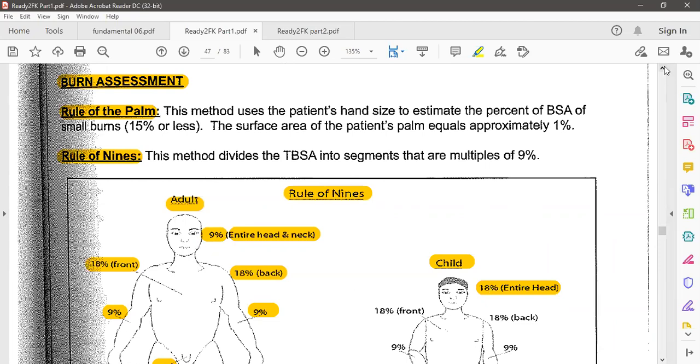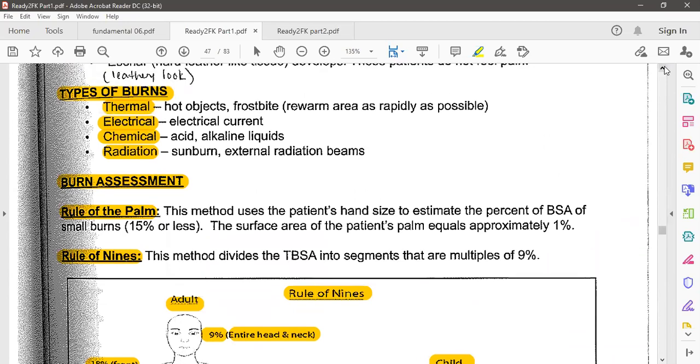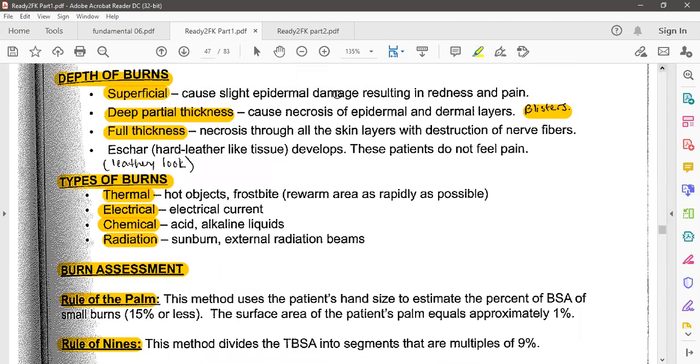As I told you, in some kinds of burn like superficial or superficial partial thickness, blisters form. If a blister forms, should you burst it? Definitely no. It is good to keep the blister intact because a blister prevents infection.